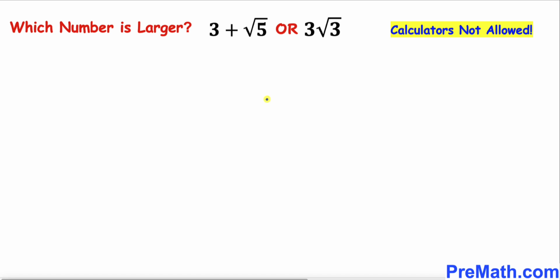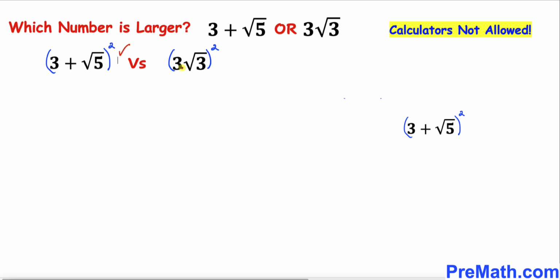So let's go ahead and get started with the solution. And here are our numbers. Let's go ahead and square both of these numbers. I'm going to square this one and square this one as well. And here I have copied down this left hand side number, and let's take care of its square.